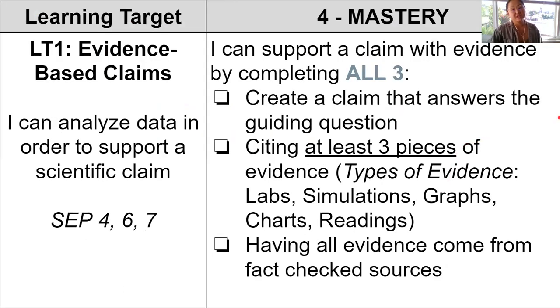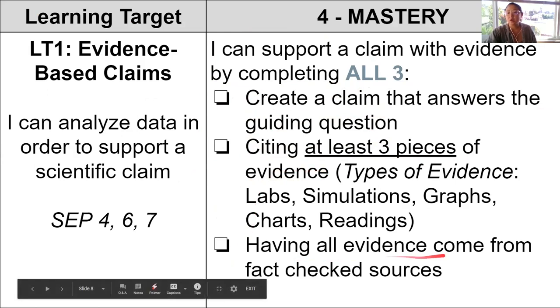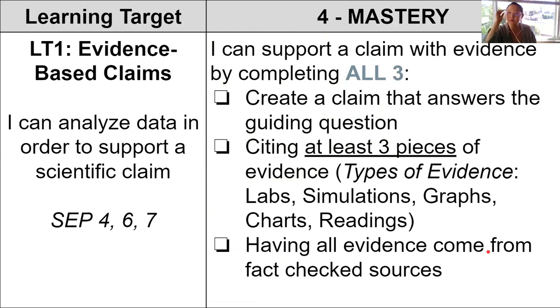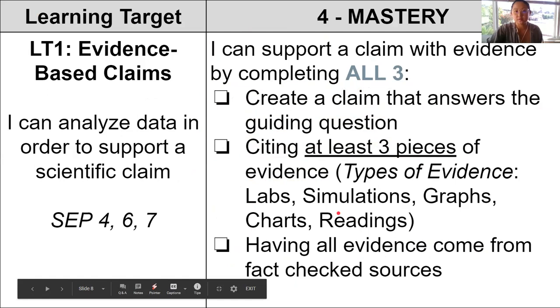Okay, so speaking of LT1, this is LT1, which is the evidence-based claims, and we're going to be practicing that today. So mastering LT1, evidence-based claims, means that you can complete all three of the following check marks. You can create a claim that answers the guiding question. You can cite at least 3 pieces of evidence. And having all of the evidence come from fact-checked sources. So if you do all of those 3 things, you have mastered this skill. So let's get started with that.